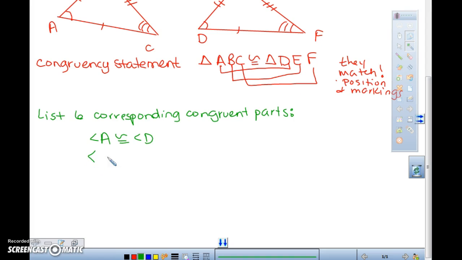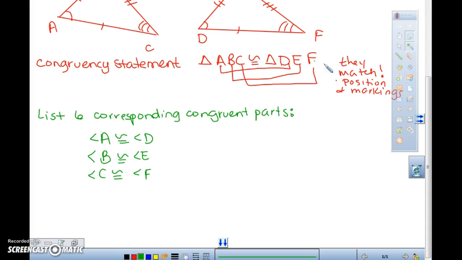And we're going to do that for each angle and each side. So what would angle B have to be congruent to? Angle E, good. And angle C? Angle F. Because C and F are the last position in the statement, and if you look at the figures, those are the ones that match. So there's 3 of them.